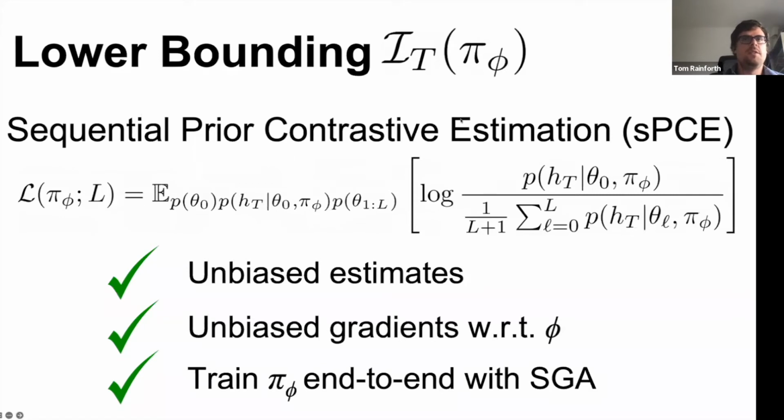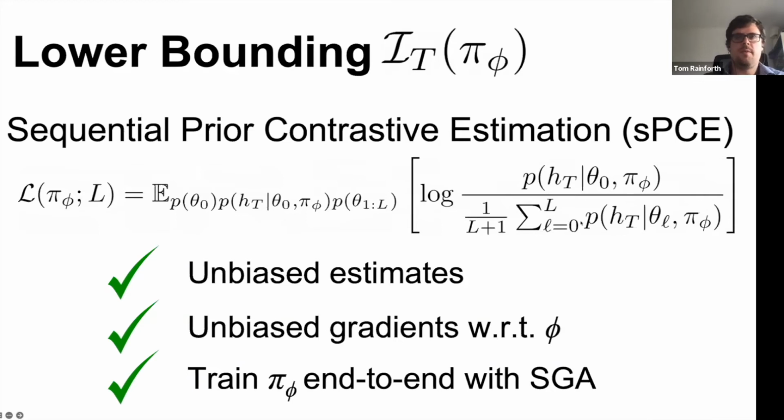So the one we usually use in practice is this thing called the sequential prior contrastive estimation, or SPCE bound. It's quite like some of the nested Monte Carlo bounds we had from before. It's one of the contrastive ones. We include the 0th term. But essentially what it does is it just uses the prior as the proposal.